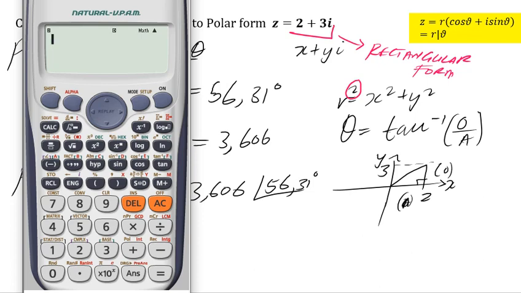I'm going to press a plus because I'm moving to polar. If I was moving from polar to rectangular, I would press rec. So now I'm going to press the polar plus. You see it's written polar, meaning I'm moving to polar.